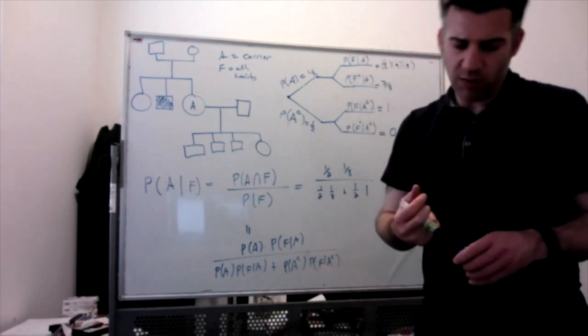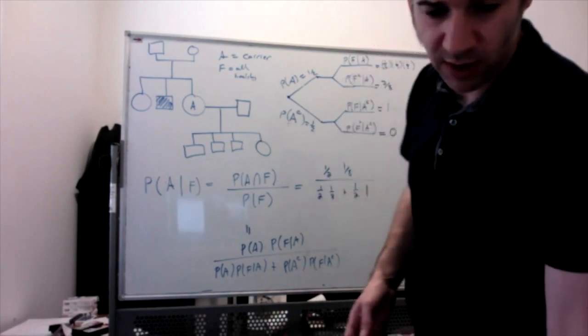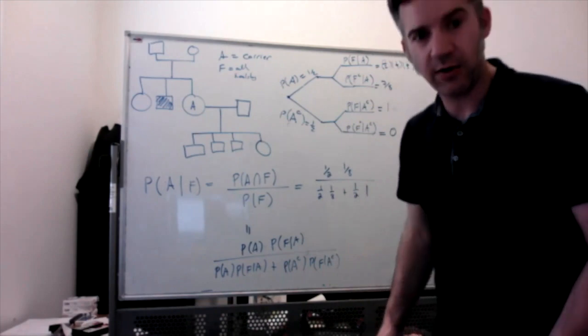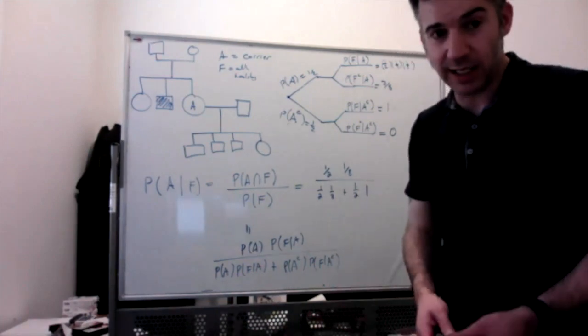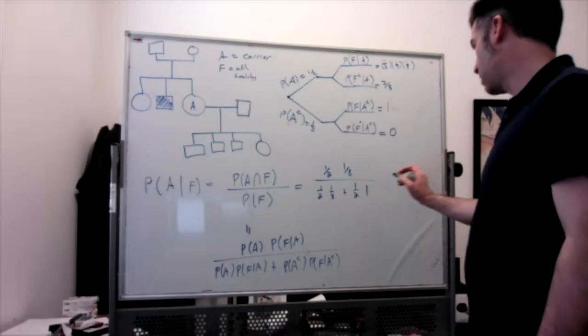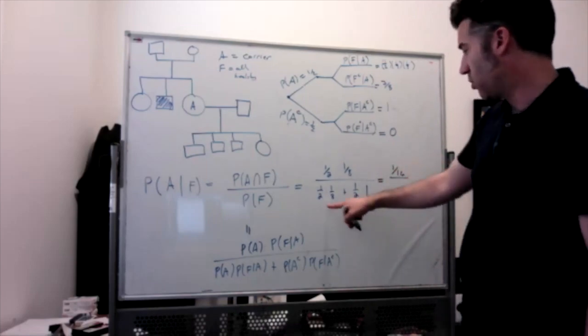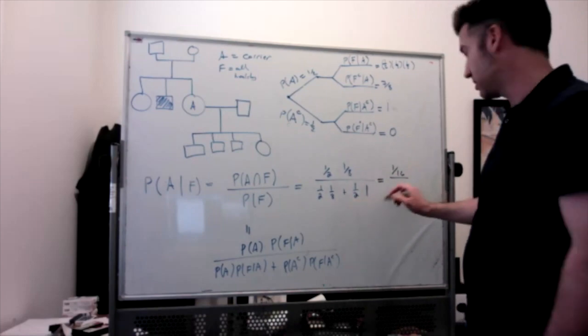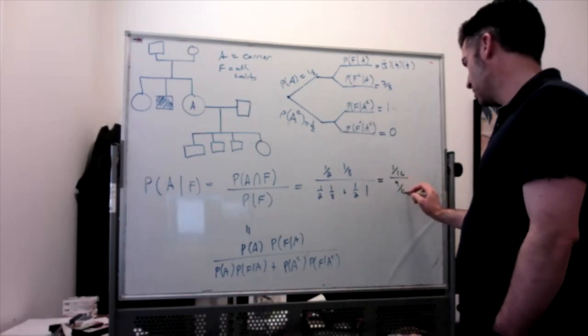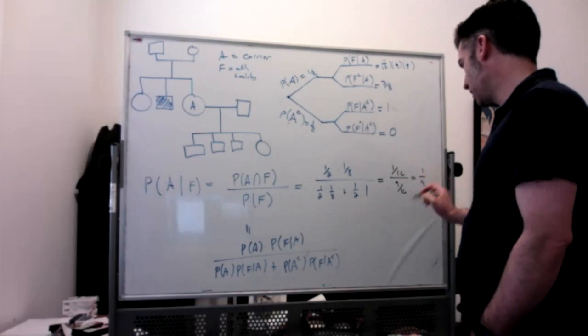Are they things you should know? Yeah, probably. But do you have to know them if you can draw this tree diagram? Not really. So it's kind of nice. So we see if you calculate this, you get 1/16 divided by 1/16 plus 8/16, which is 9/16, and that reduces to 1/9.